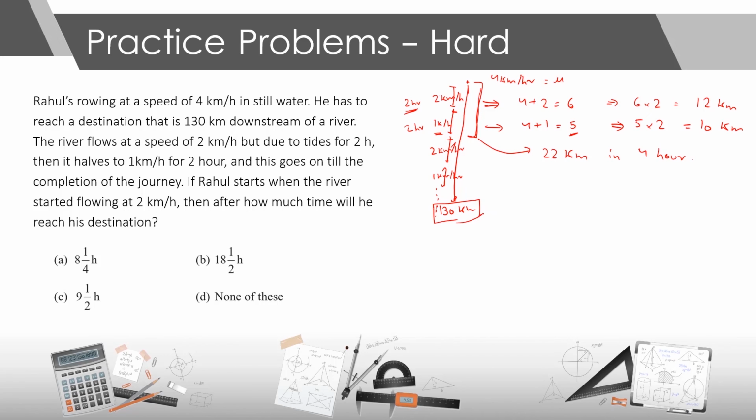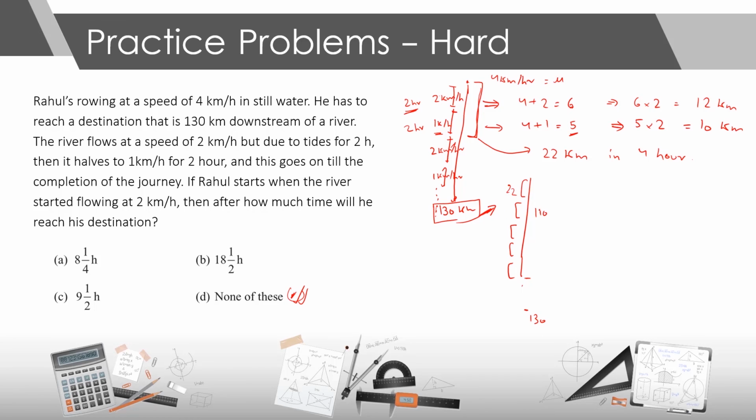Now he has to travel 130 kilometers. So in 5 such cycles, he will be traveling 110 kilometers. So already he has spent 20 hours to cover 110 kilometers. So just by looking at the options, you can take the answer right now that there is no such option which is more than 20 hours. So we can straight away take none of these here.